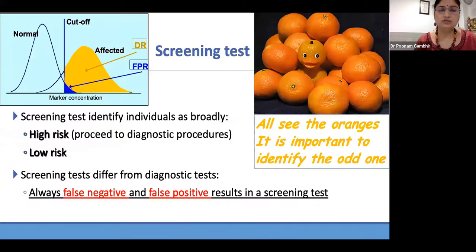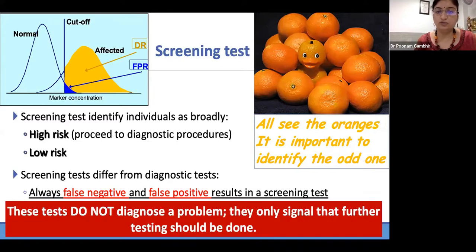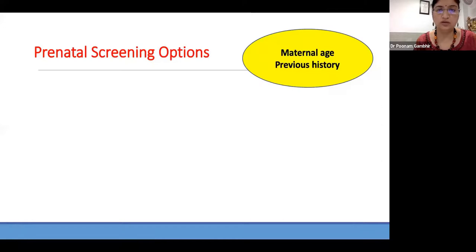A screening test, whether in medical science or any field, is basically to identify or broadly group the population into two groups, the high risk and the low risk group. The high risk group needs further confirmatory testing to clear whatever the risk is. All these screening tests are always associated with false negatives and false positives. So it should be clear that it is not a confirmatory test, and these tests do not diagnose a problem. They only signal that further testing should be done.